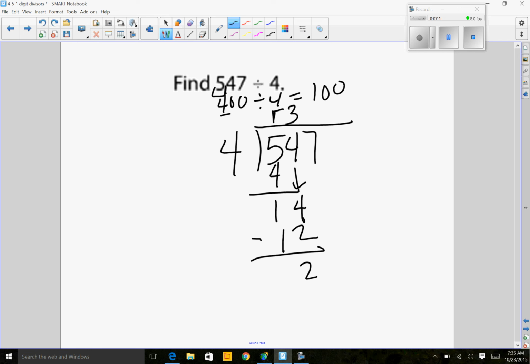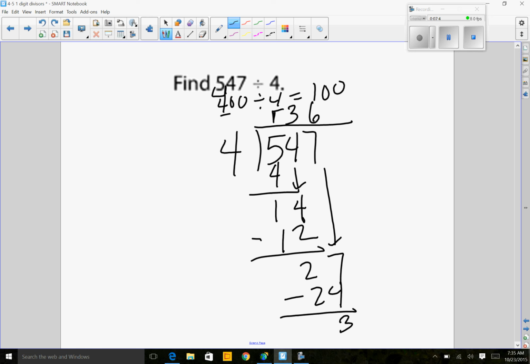And then I'm going to bring down the 7. And 4 goes into 27 6 times, right? Because 7 would be too many. 7 would be 28, so I couldn't do that. So it would be 6 times.